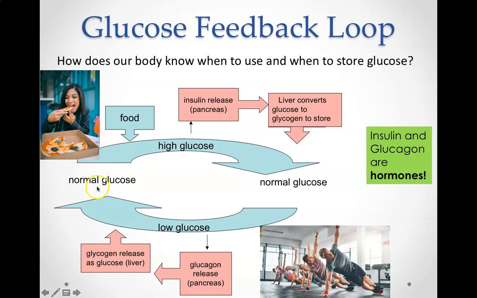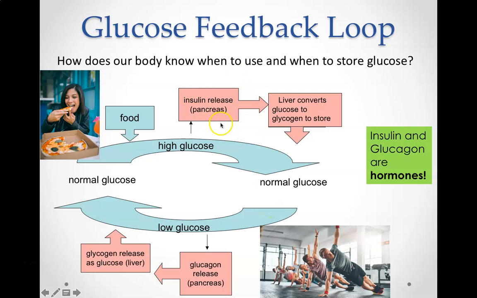So we've got two scenarios here, one where we're having more carbohydrates enter our system and one where we're burning our carbohydrates. And our body does a really great job of sensing where our blood glucose levels are and triggering the correct response to be able to maintain a normal glucose level.